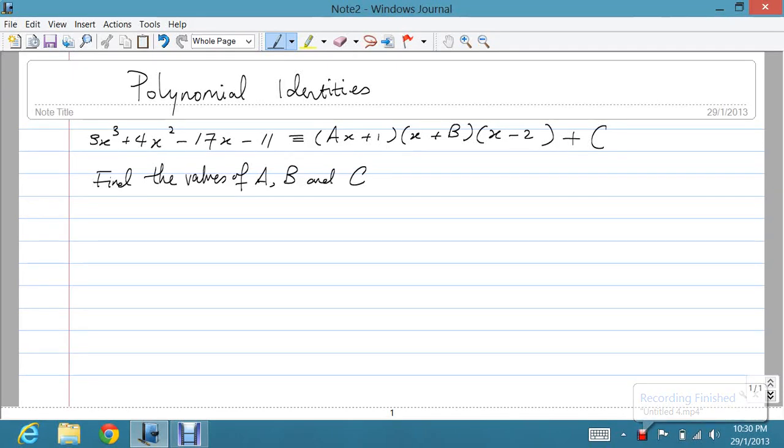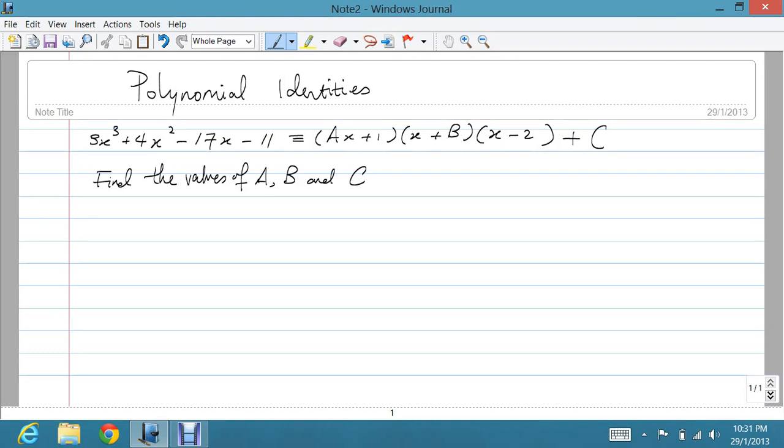Alright, today we're going to learn about polynomial identities. In a polynomial identity, the left hand side is always equal to the right hand side for any values of x. So in this example here, I have 3x cubed plus 4x squared minus 17x minus 11, and it's identical to the polynomial on the right hand side. I want to find the values of a, b, and c.